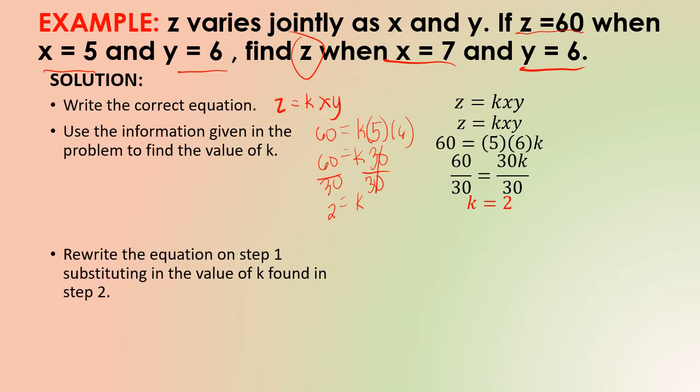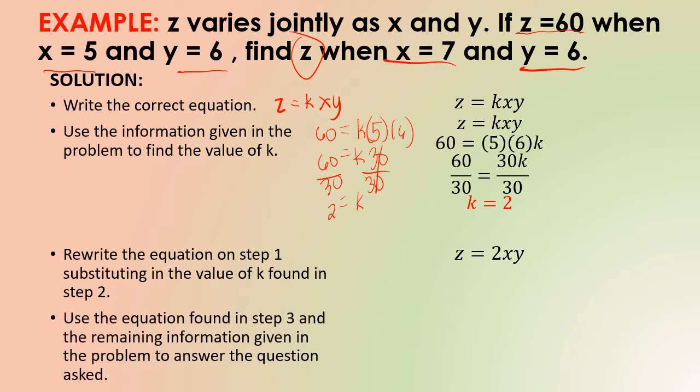And then the next step is to rewrite the equation in step 1, substituting the value of k. Since we have the value of k, pwede na natin siyang i-substitute. So, z is equal to k x y. So, k is equal to 2. Ayan siya. Sinubstitute na yung value ni k. Now, after that, use the information found in step number 3, and the remaining information given in the problem to answer the question. So, doon na tayo sa binulugan natin.